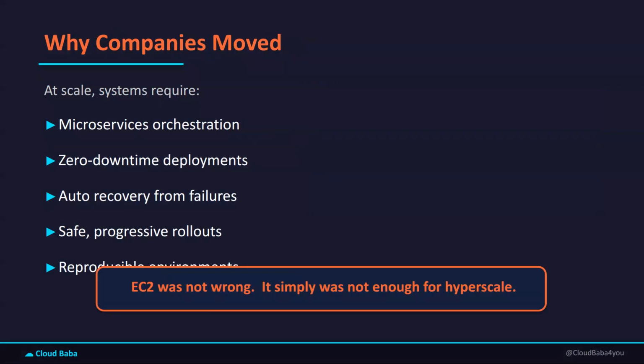At scale, production systems demand certain things: microservices orchestration, zero downtime deployments, auto recovery from failures, safe and progressive rollouts, reproducible environments. And EC2 was not wrong, it simply was not enough for hyperscale. That's why companies moved to Kubernetes.